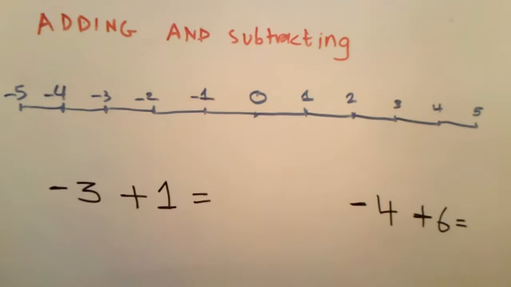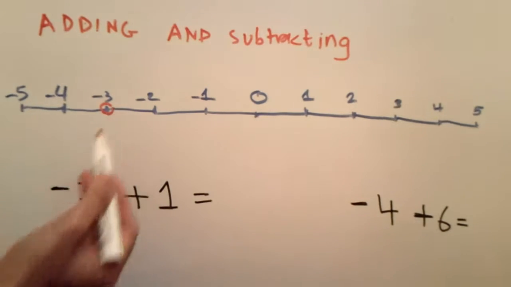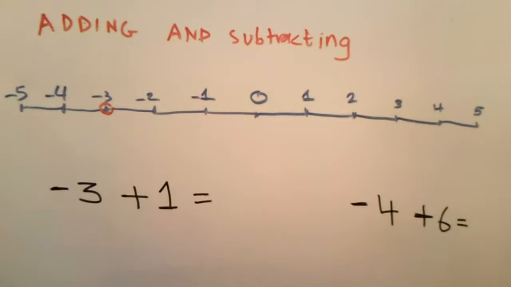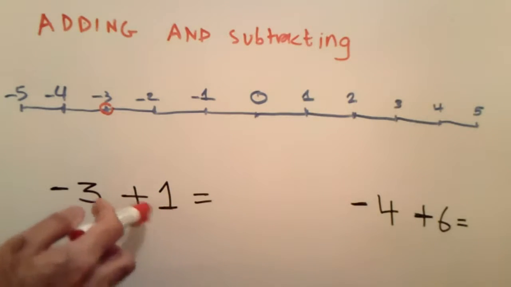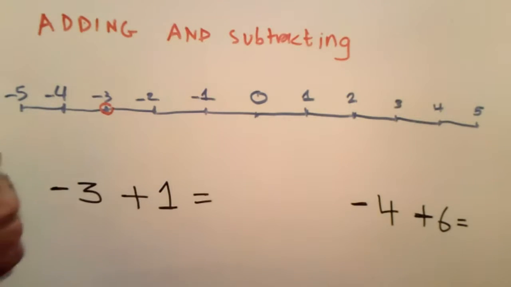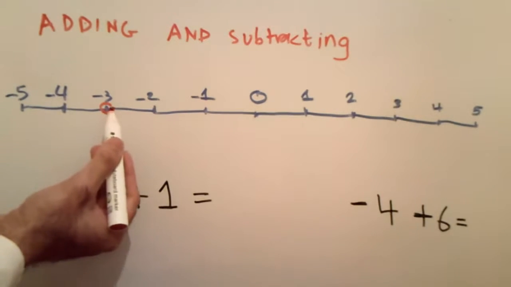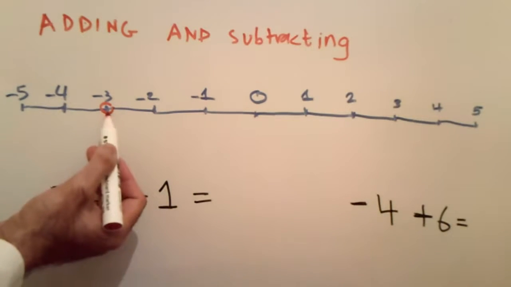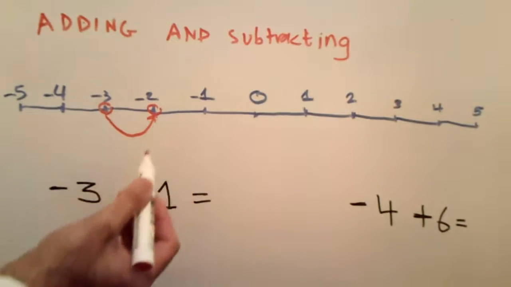Okay, let's use our number line to add and subtract some numbers. How would we do minus 3 plus 1? So we've got minus 3 here, and remember when we're adding a positive number, we're basically going to our right. So minus 3 plus 1, we go to our right, is minus 2.